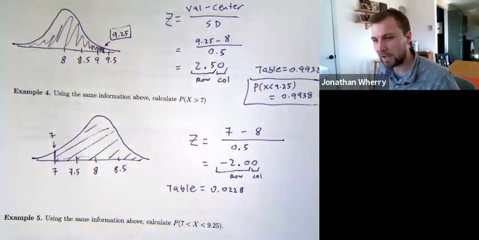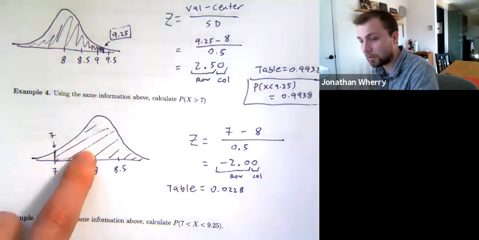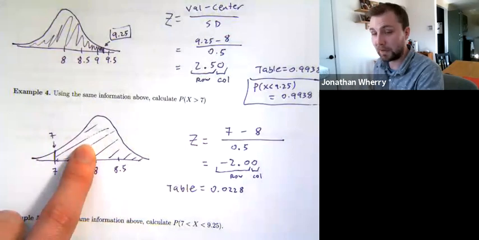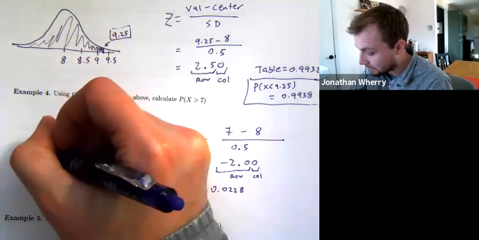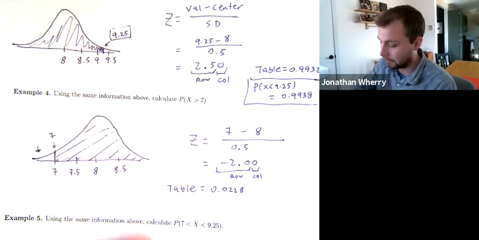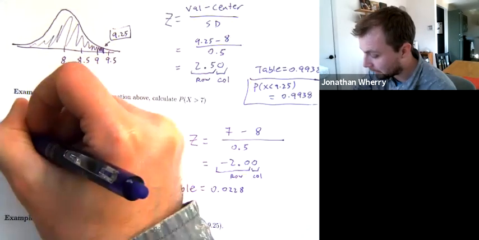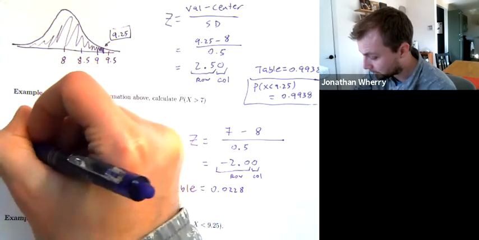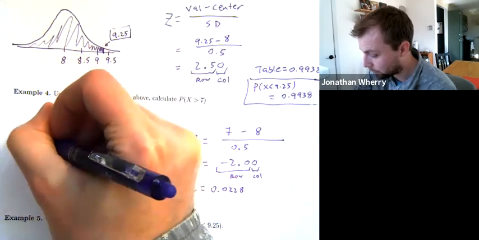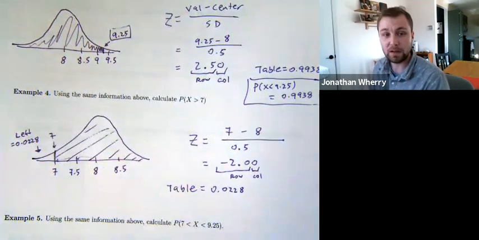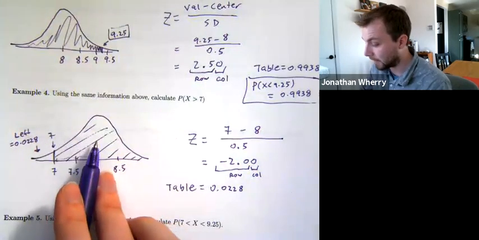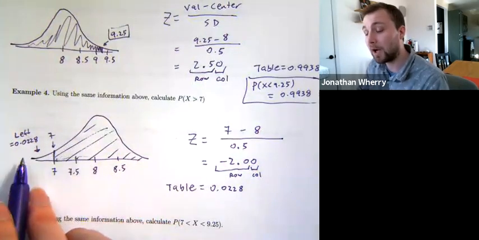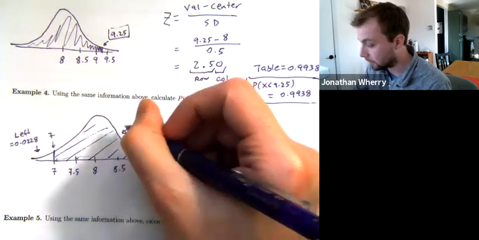The problem is when I'm looking at my picture, this doesn't look like it's 2% that's shaded in. This looks more like 97 or almost 98% shaded in. That's because the table value is always giving me the area to the left. So this tells me that this little tail to the left is 0.0228. If the entire curve is 100%, then the area to the right is the complement of the area to the left.